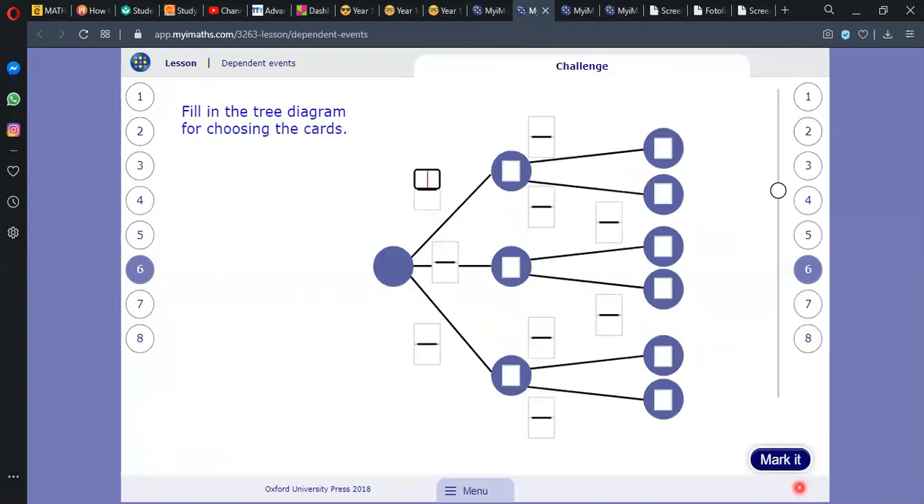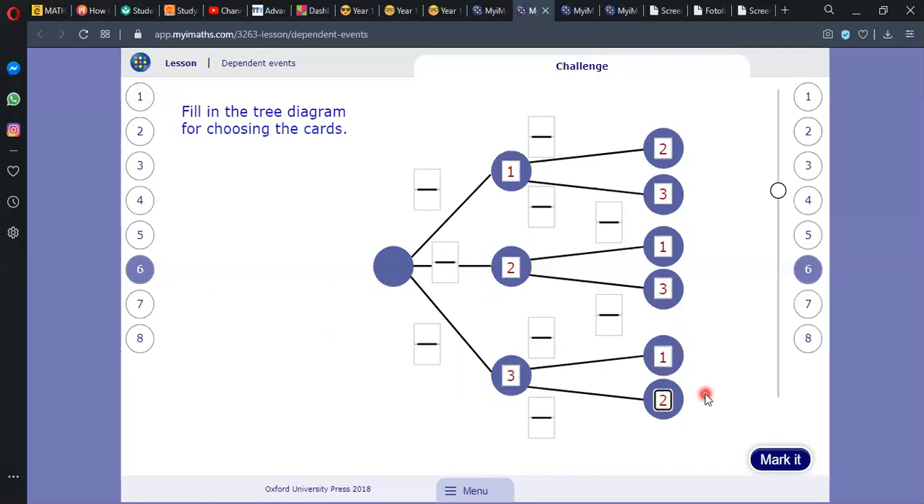We want to fill in the tree diagram for choosing the cards. Okay, remember what the cards was about? The first card is card 1, the second card is card 2, the third card is card 3. Just understand the tree diagram much more. That's why I'm doing this, guys. If card 1 was picked and was not replaced, I will only be left with card 2 and card 3 to pick from. If card 2 was picked and was not replaced, I will be left with card 1 and card 3 to pick from. If card 3 was picked at first and was not replaced, I will be left with card 1 and card 2 to pick from.